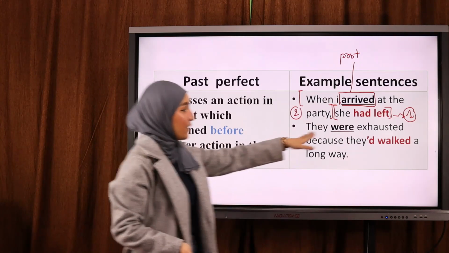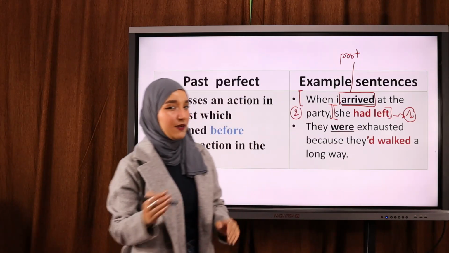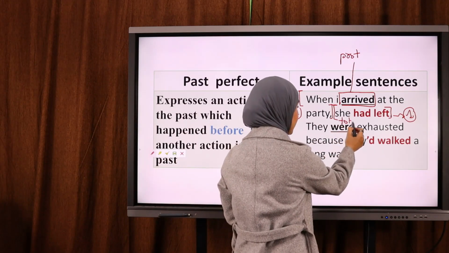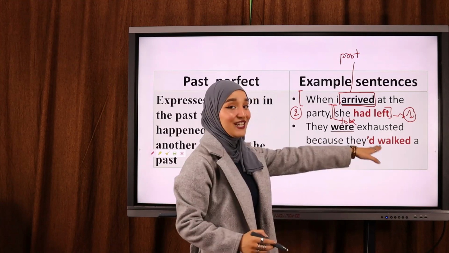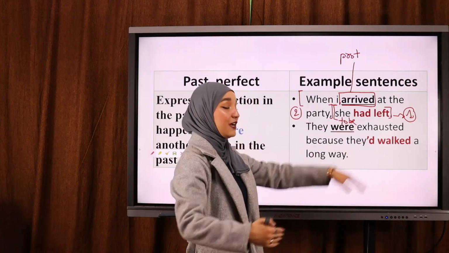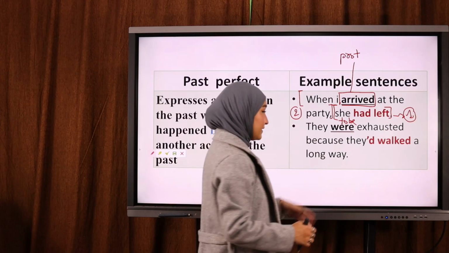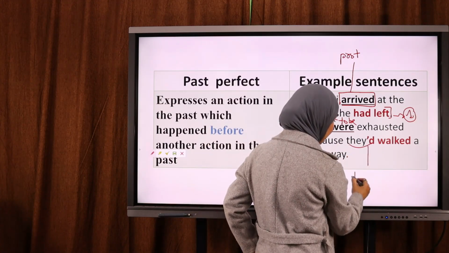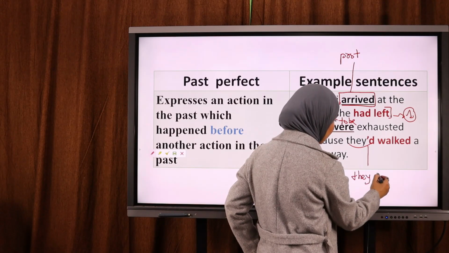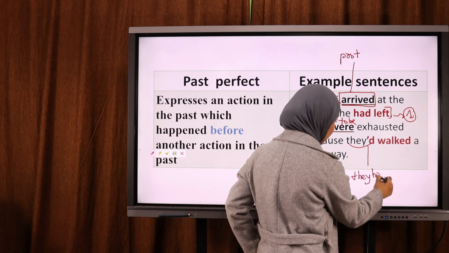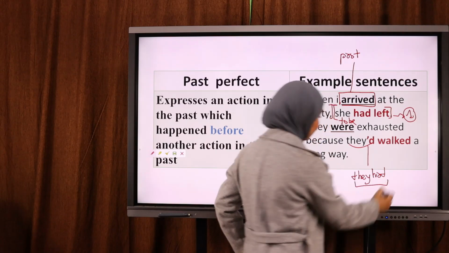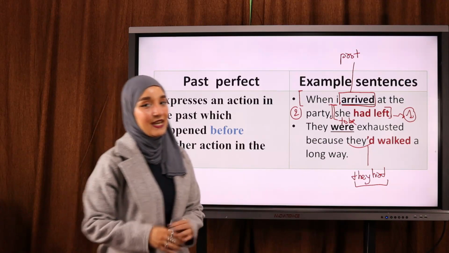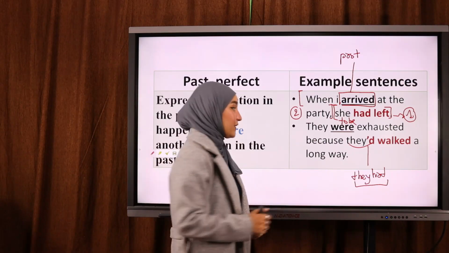Another example. They were exhausted. كانوا متعبين. So here I have the verb to be in the past. هذا فعل to be في الماضي. متعبين, exhausted. Very, very tired. متعبين جدا. Okay? Because they'd walked a long way. So they'd here is a contraction. هي صيغة مبسطة لصيغة المفصلة they had. Okay? So they'd walked a long way. Again, I have two actions. لدي حادثتين. So they were exhausted. كانوا متعبين.